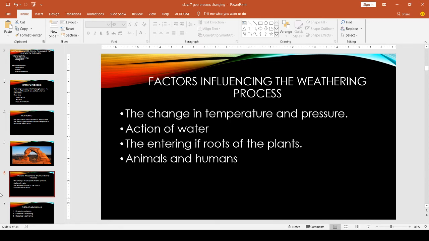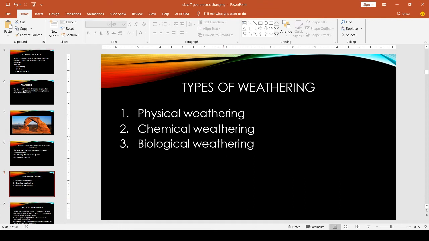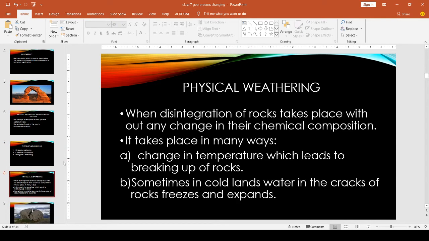We can see the types of weathering: physical weathering, chemical weathering, and biological weathering. What is physical weathering? When disintegration of rocks takes place without any change in the chemical composition, it is called physical weathering. Actually, the breaking of rocks happens from the original rocks, but there is no change in the chemical composition.